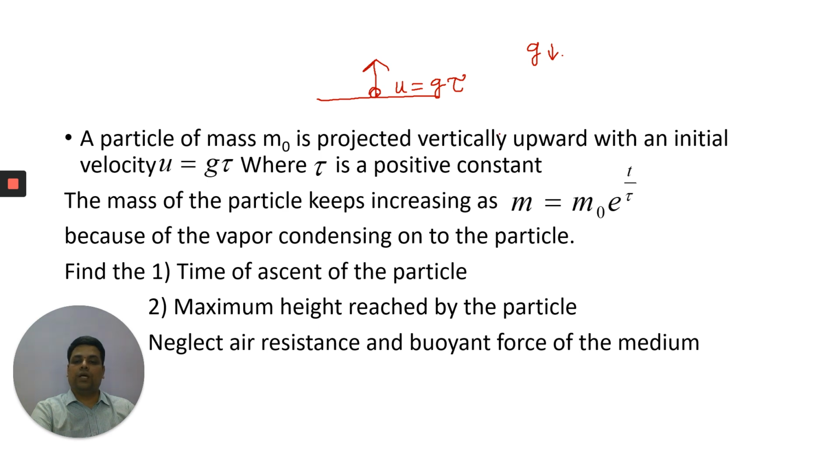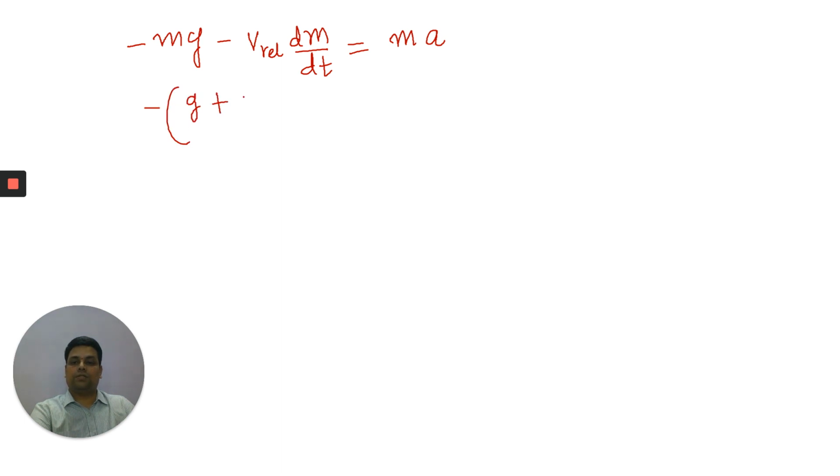As the particle is going upward, it is experiencing a downward gravitational force. And as mass is added to the particle, due to that added mass, there is a downward thrust on the particle. So we can write this equation: downward gravitational force and downward thrust, v relative dm by dt, that should be the net force, and that should be equal to the product of mass and acceleration. So we can write minus of g plus v by m dm by dt equal to a, where I'm assuming v is the speed of the particle.